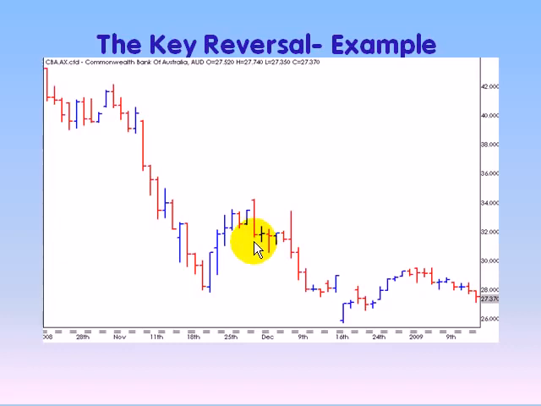This is a good reminder that a top reversal doesn't necessarily have to be within a larger time frame uptrend. The uptrending price moving into a key reversal can simply be a counter trend rally within a longer term downtrend.